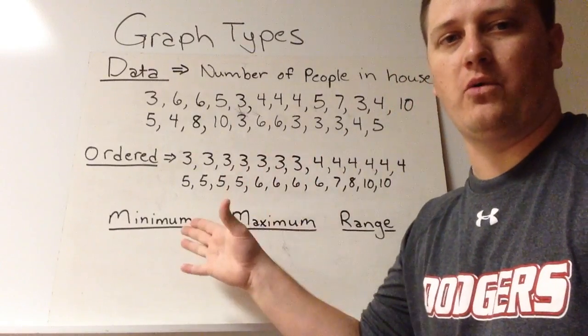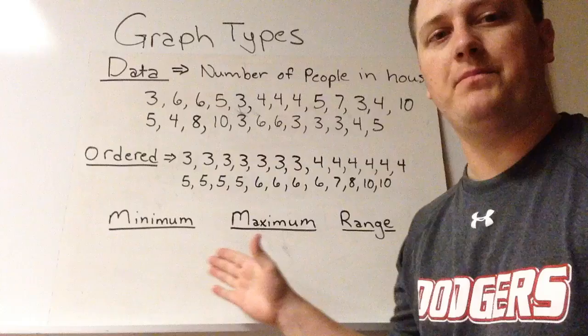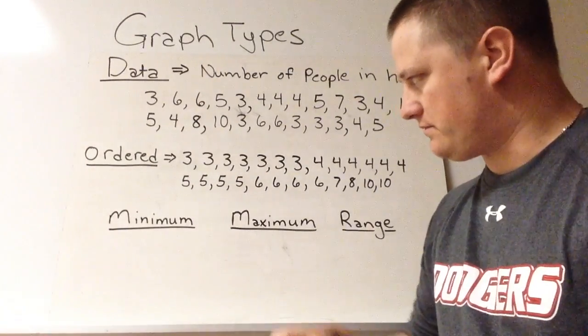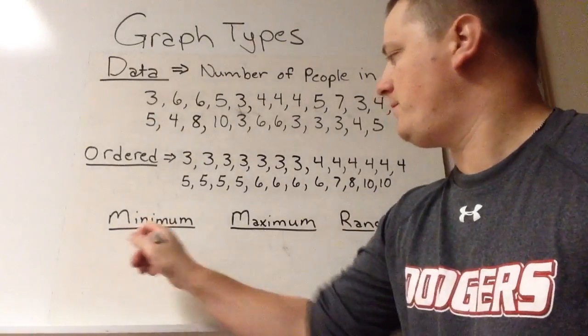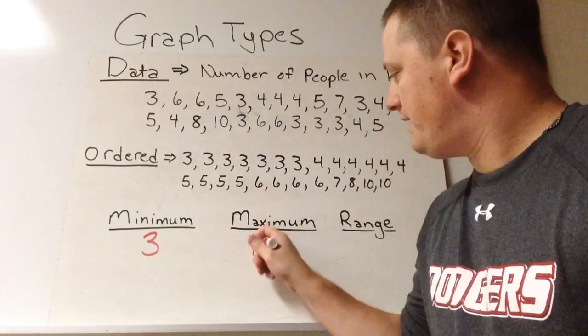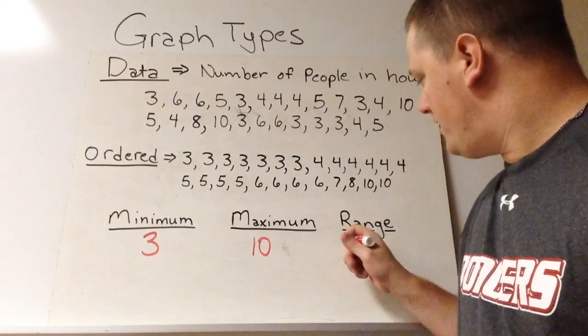So we want to be able to order these numbers. We also want to know the minimum, the maximum, and the range, because these help us with the graphs. So the minimum is just your smallest number. We've got 3. Maximum is your largest number. 10. Your range can be written 2 ways.